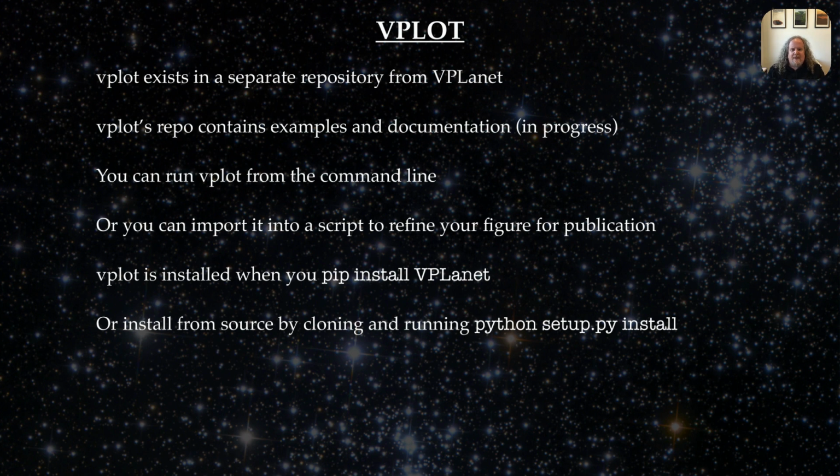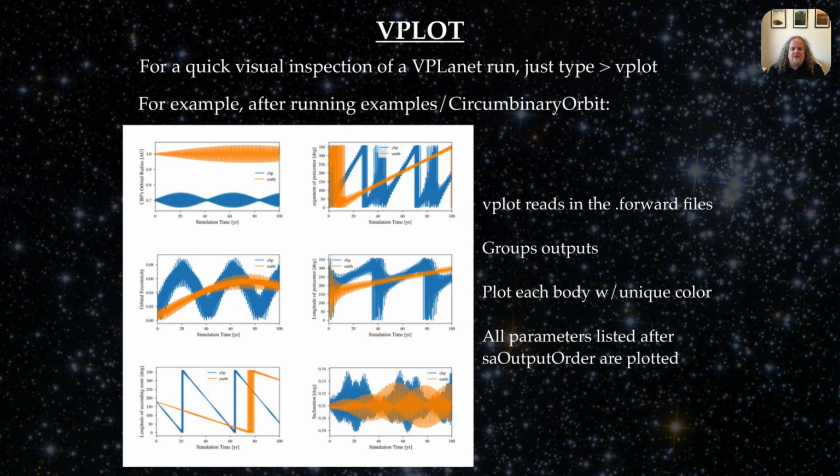The second mode for vplot is what I just showed you in the makeplot.py file, so I won't go over that again. To use vplot from the command line, just type vplot in the directory that contains a simulation. There are some command line flags you can use. Please check vplot's documentation to see what's available. In this slide, I'm showing you the results from running vplot in the circumbinary orbit example.